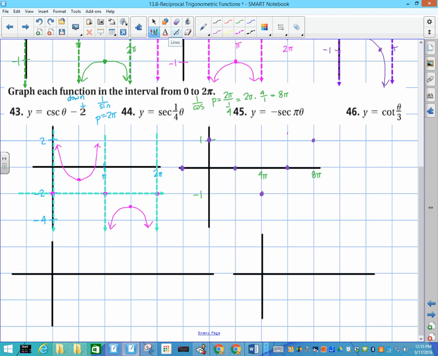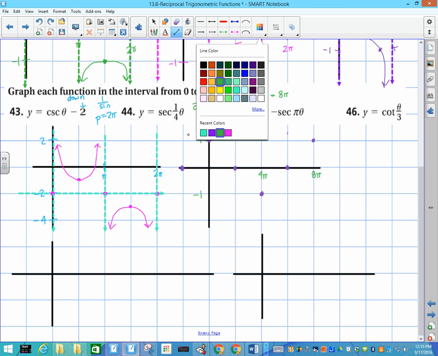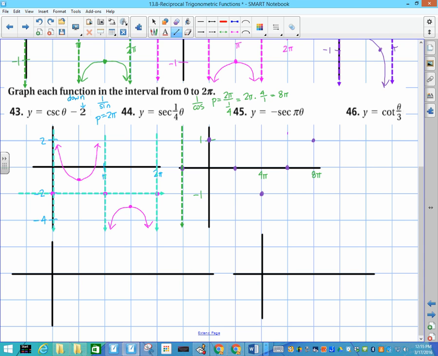So let's put in our asymptotes, which is wherever I have zeros. So here's an asymptote. Here's an asymptote. Here's an asymptote. And then I graph my parabolas. So I'm graphing away from my midline, always away from my midline. So if it's not a reciprocal, you go towards your midline. If it is a reciprocal, then you're going away from your midline.